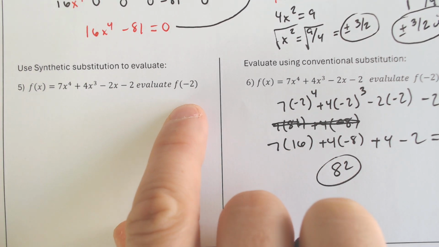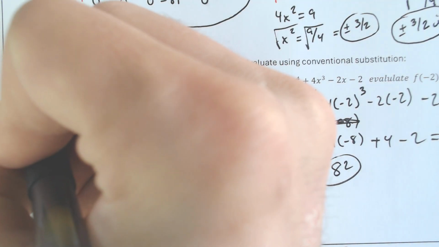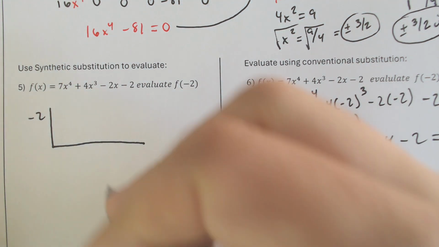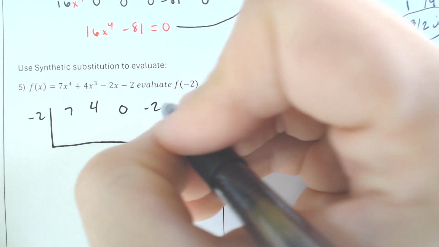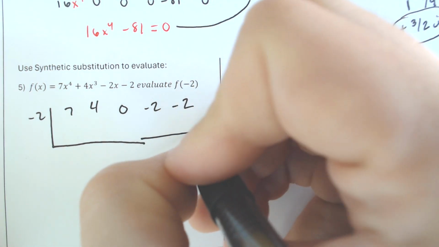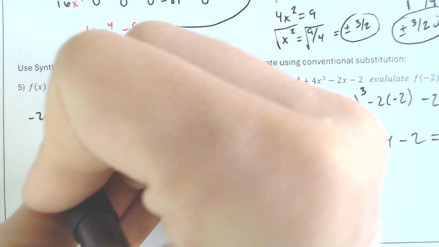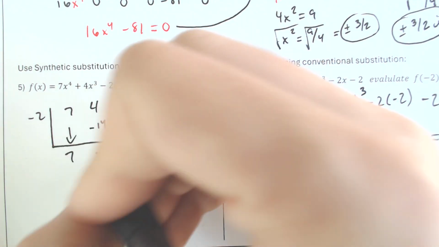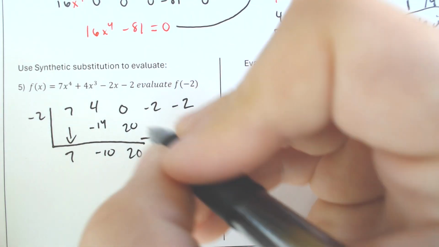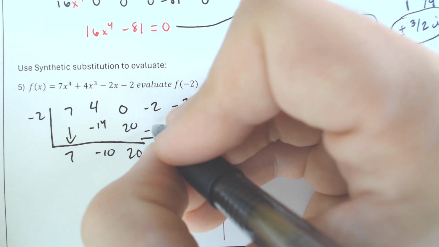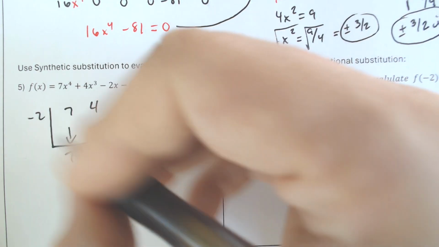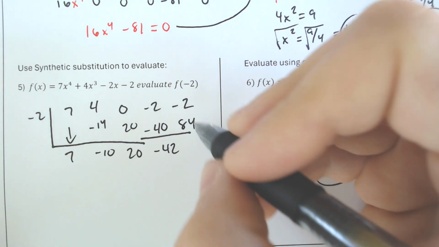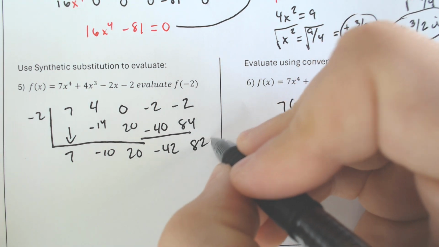We're going to plug in negative 2. I'm not going to change the sign. And I'm just going to use synthetic division. We got a 7, a 4. We're missing the x squared, negative 2, and negative 2 again. So we bring down the 7. We got negative 14. Then we add. We get negative 10. Multiply, 20. Add, 20. Multiply, negative 40, add, we get negative 42, multiply, we get 84, and then when we add, guess what number we get?